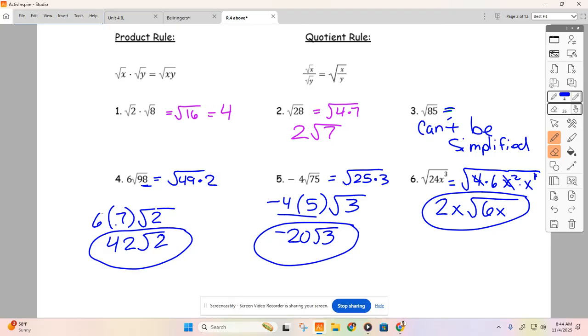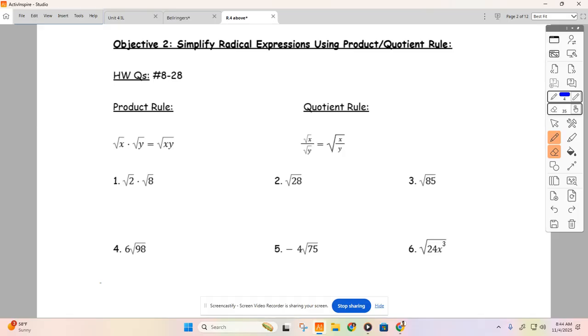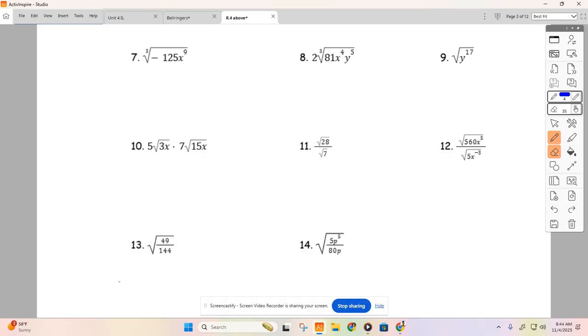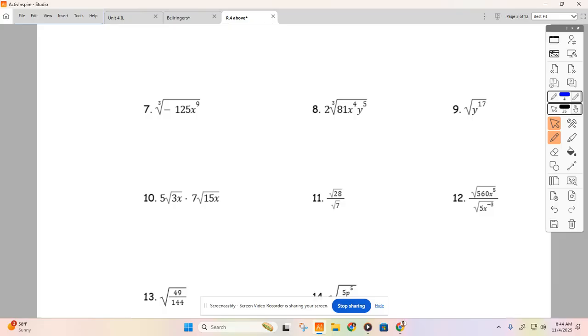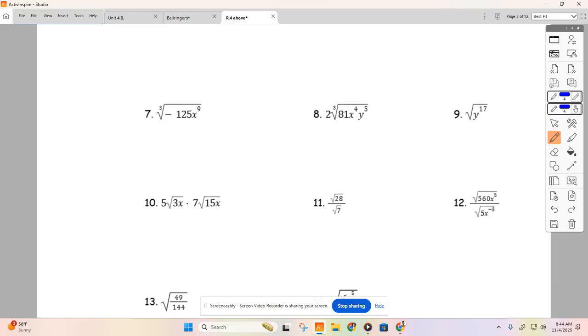Let's go to our next one. There we go. All right. It is a cube root, so it's okay that I have that negative there. Okay? The cube root of negative 125 is -5, right? So I know that part's good.